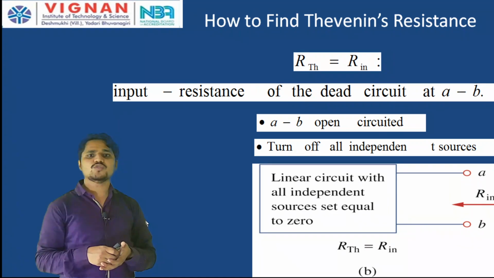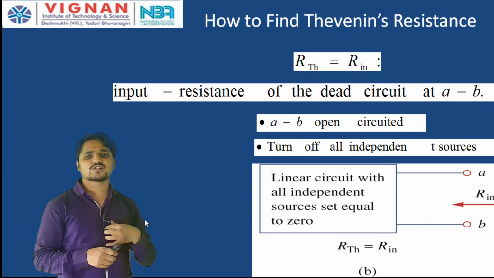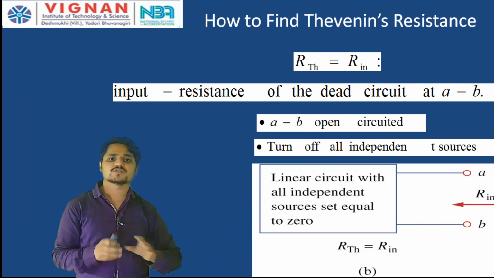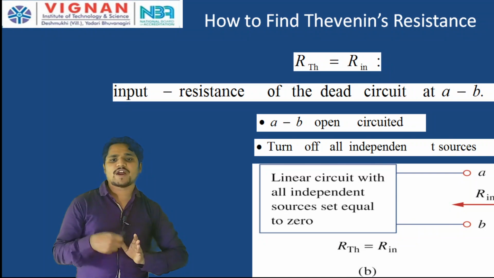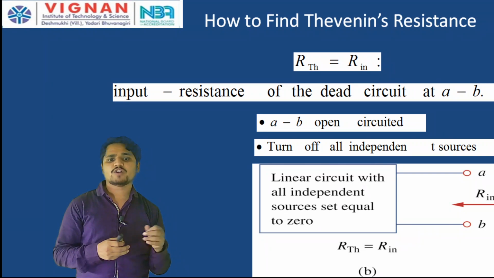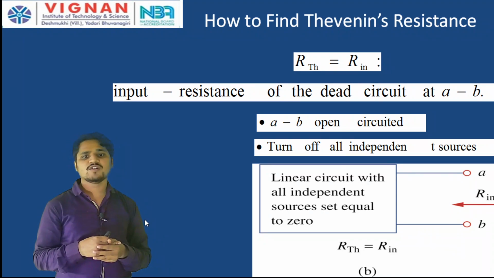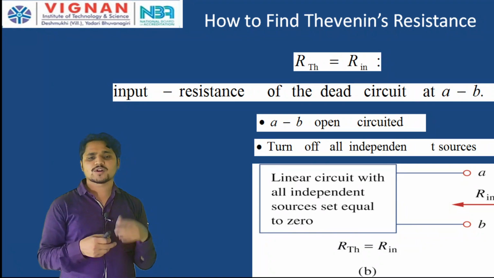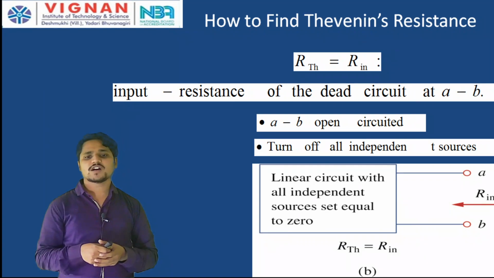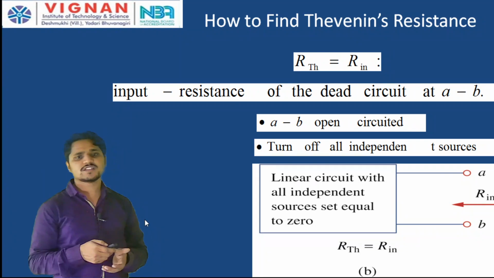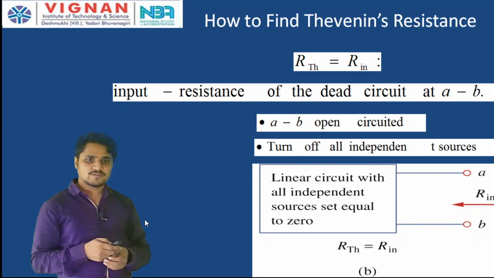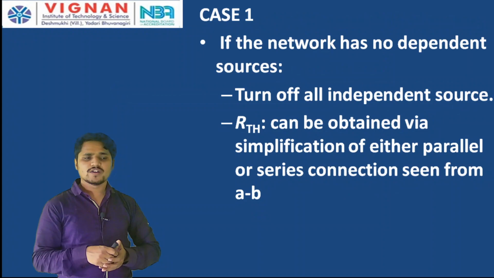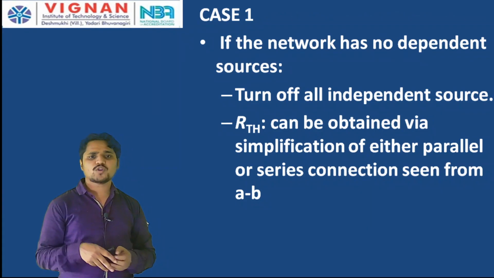Next is how to find the Thevenin's resistance, R Thevenin equal to R input. R input is nothing but the resistance seen from those open circuit terminals. When finding this resistance, we have to turn off all independent sources. How to turn them off? The same as in the superposition theorem: replace the voltage source with a short circuit and the current source with an open circuit. These are the steps to follow when applying Thevenin's theorem to the given network. There are some 3 different cases of how to apply the theorem.